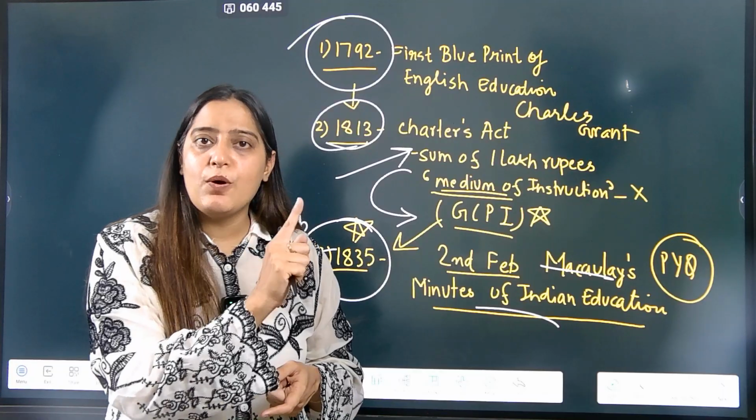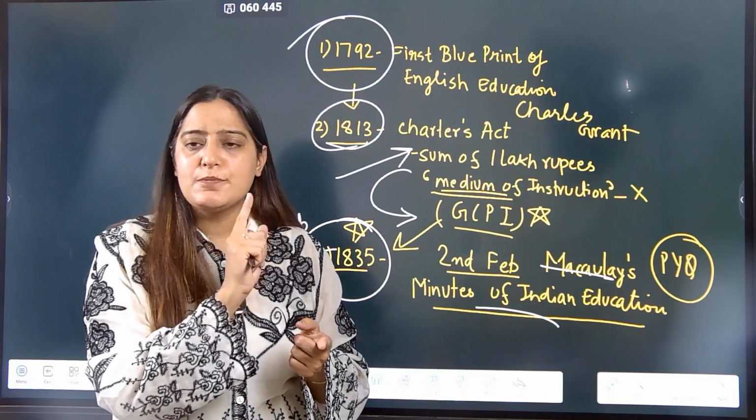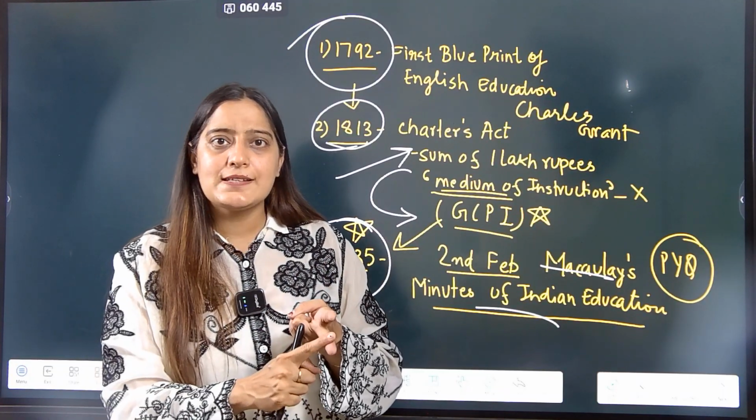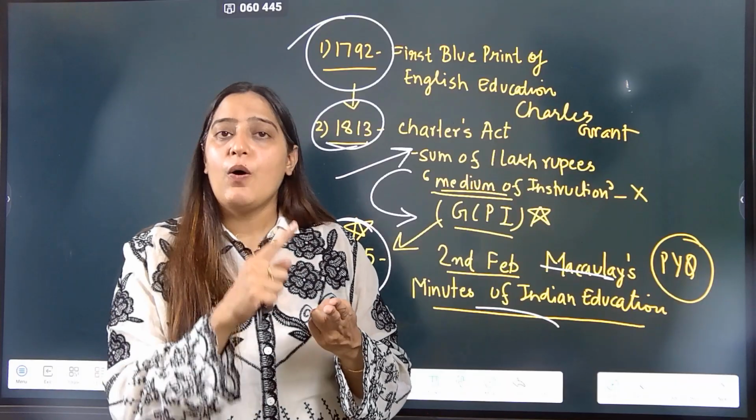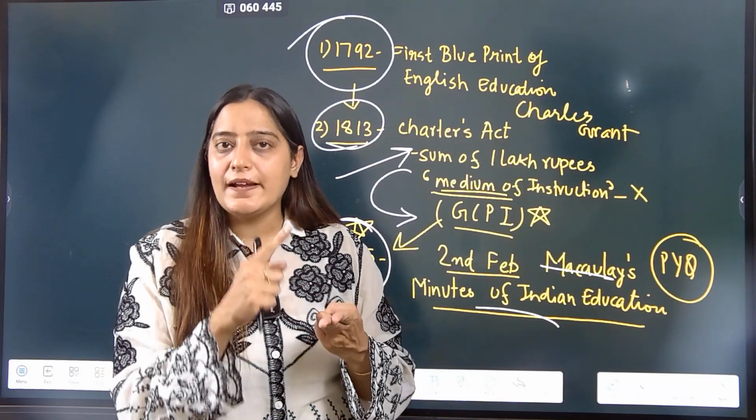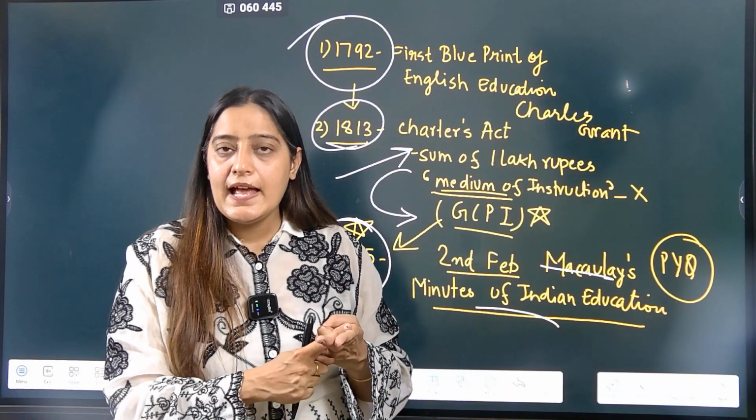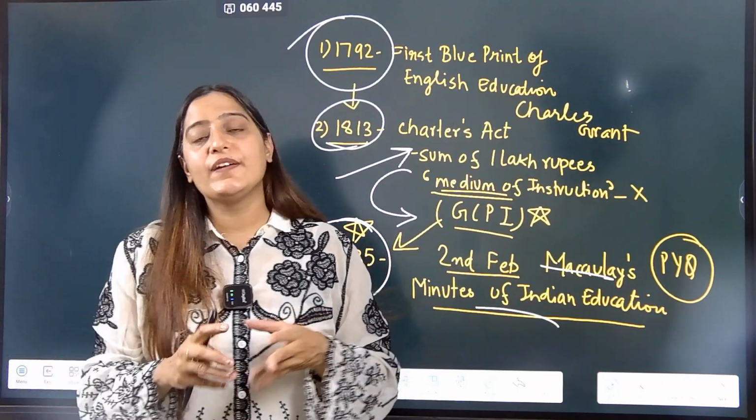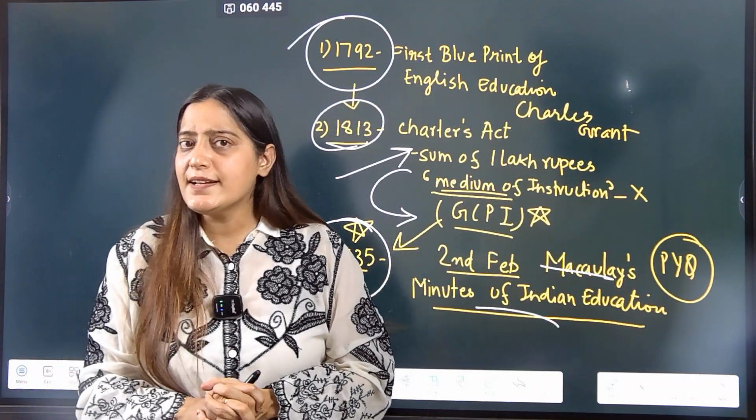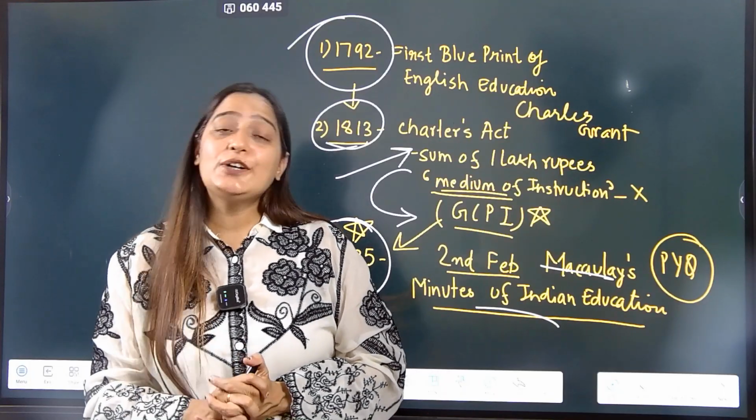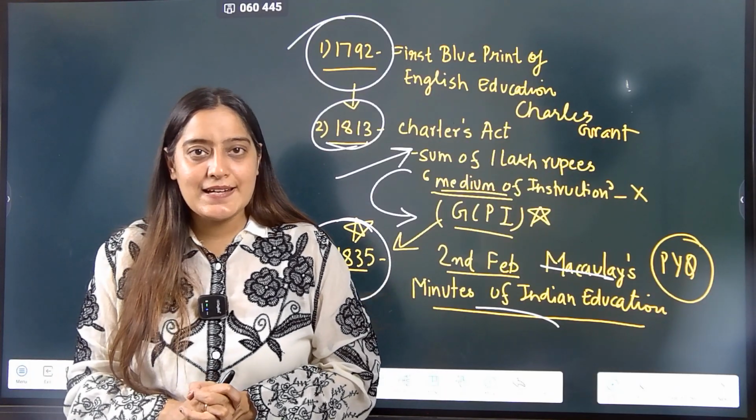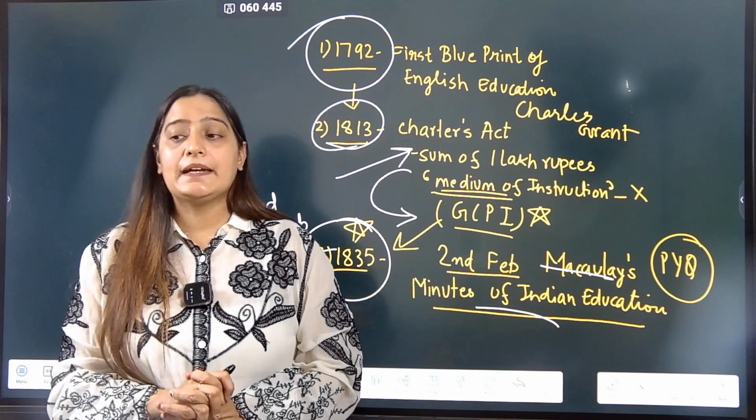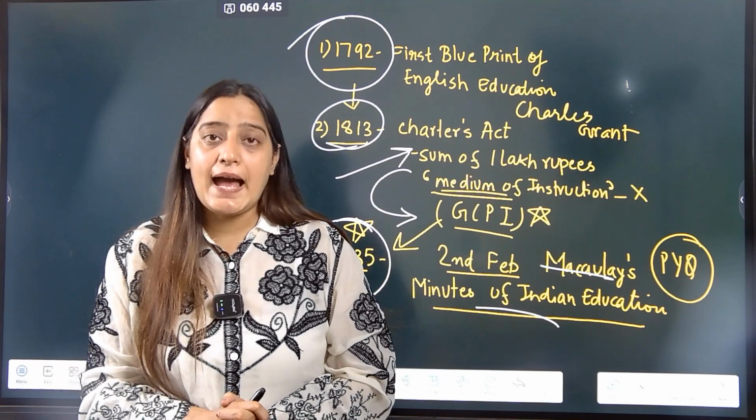One English book has values, morals. You can get all those values and morals by reading that one book. And that book is equal to the complete library of Indian books. Isn't it an insult? They wanted to create a class that is Indian in blood but English in intellect, manners, thoughts.